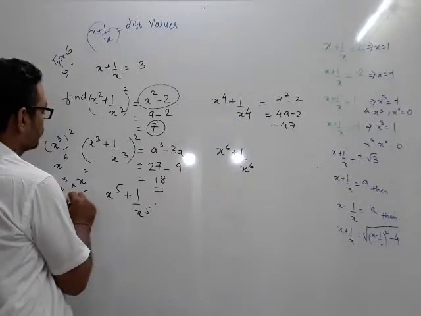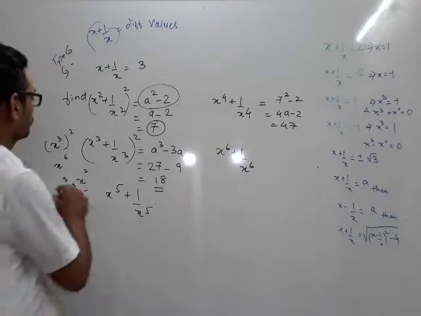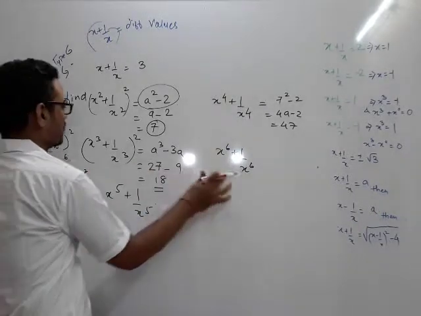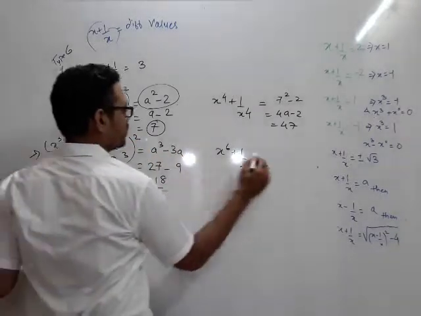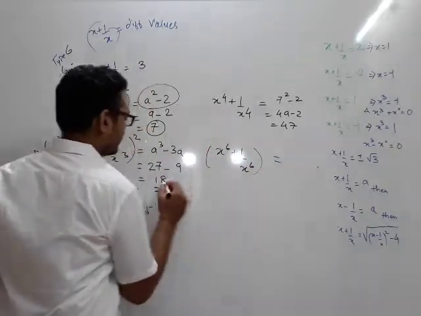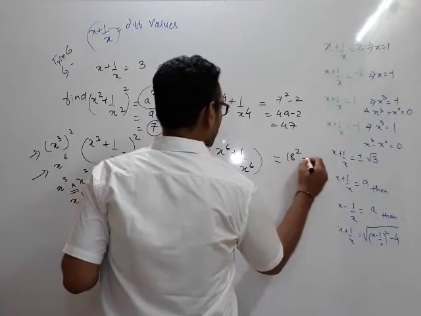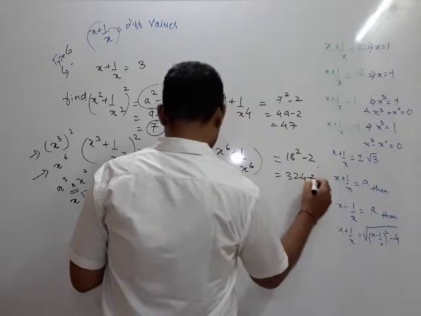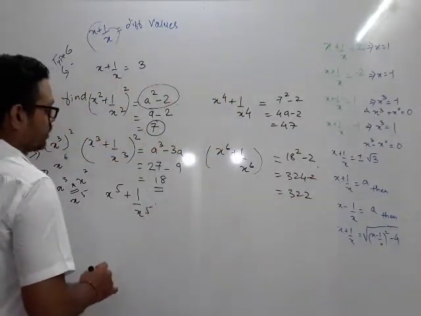Please understand the difference between multiplication and the bracket to the power. Okay, so I hope you know the difference of it. So if it is x raised to 6, it is nothing else but the square of it. How do we find the square of this term? It is 18 square minus 2. Straightforward, which will be 324 minus 2, 322. You need to remember the squares also by heart.